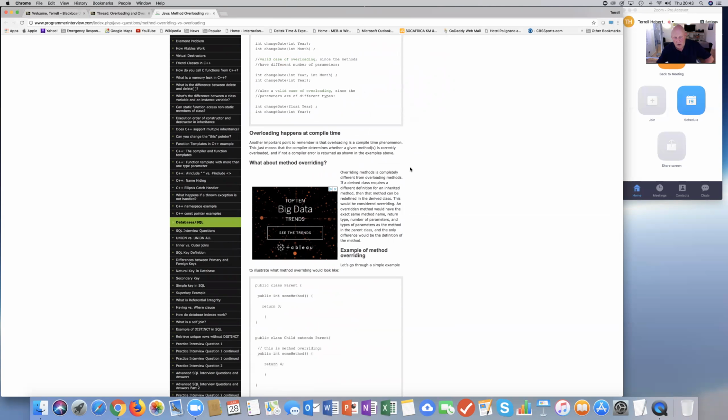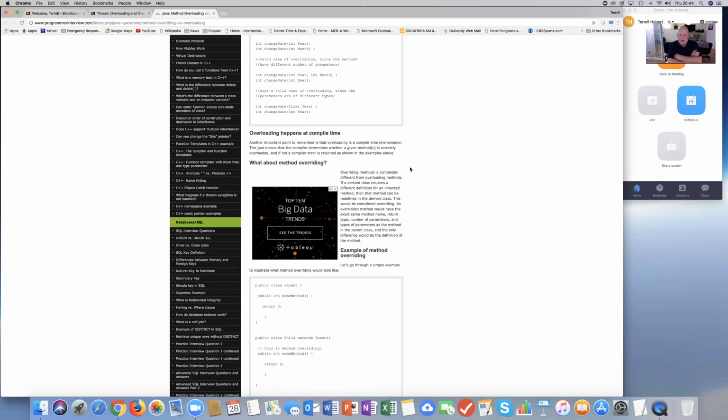So when does overloading happen? Overloading happens at compile time. Something to remember is that overloading is a compile time phenomenon. That just means that the compiler determines whether a given method or methods are correctly overloaded, and if not, a compiler error is returned, as shown in the examples above.